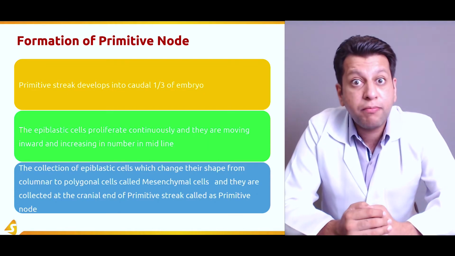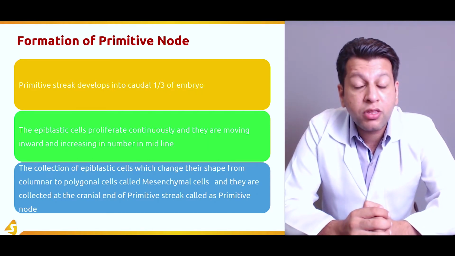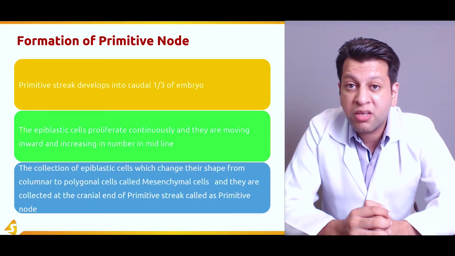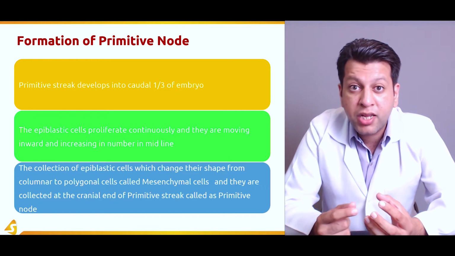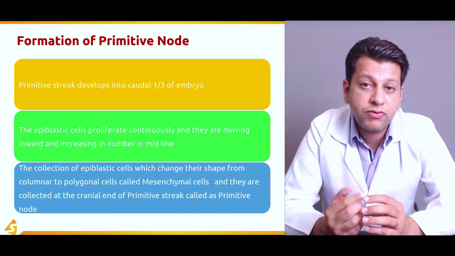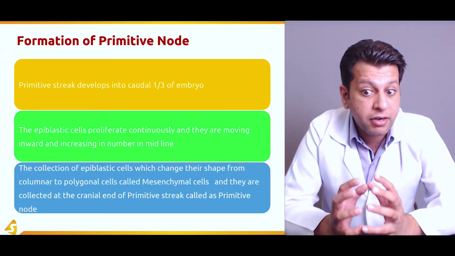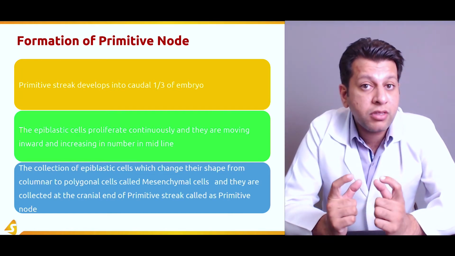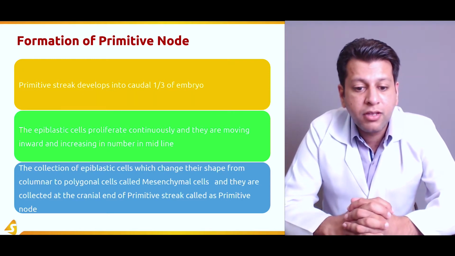So, formation of primitive node. Primitive streaks develop into the caudal 1/3 of the embryo. Now remember this is very important, because if there is an abnormality in development of primitive streak, this will result in another entity called a sacrococcygeal teratoma. But remember that this will be forming the caudal 1/3 portion, not the cranial portion. The cranial 2/3 will be from other cells.